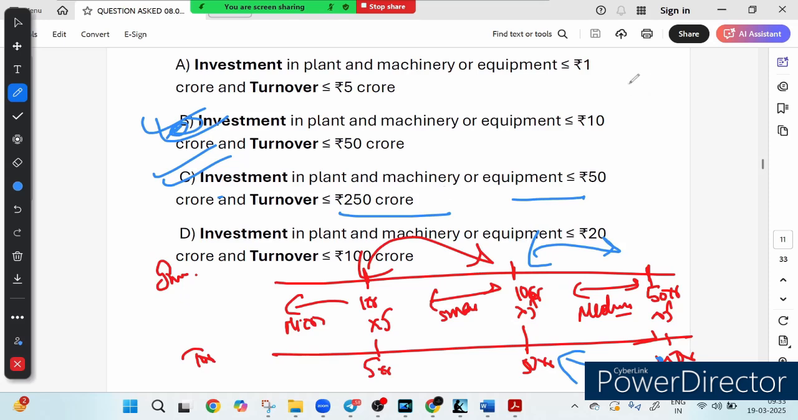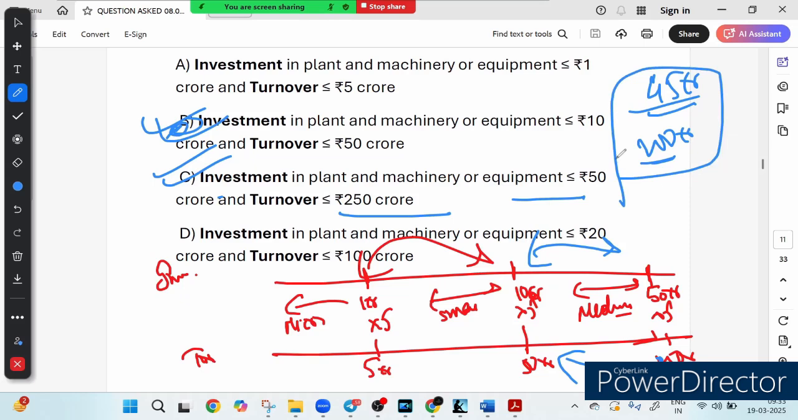So imagine that you run an IT company with investment in server, equipment, infrastructure. Suppose your investment is 45 crore and your annual turnover is suppose 200 crore. So your company will be classified as medium enterprise, right? So that is the correct answer. So friends, I hope that makes sense to you. So remember this limit. This is quite easy to remember. Just remember this: 1 crore, 10 crore, 50 crore. 1, 10, 50.